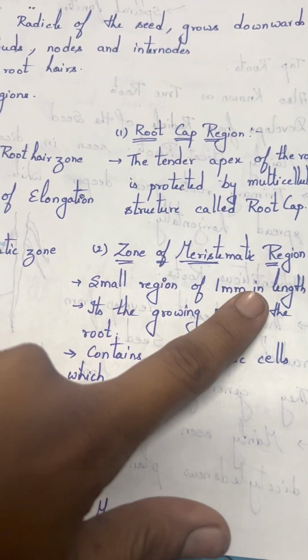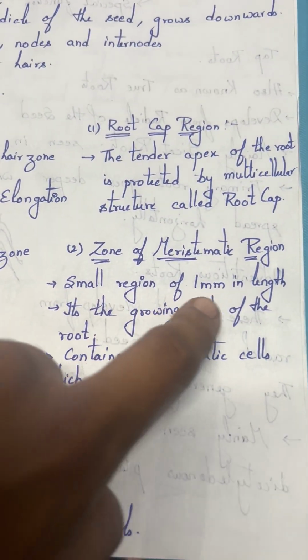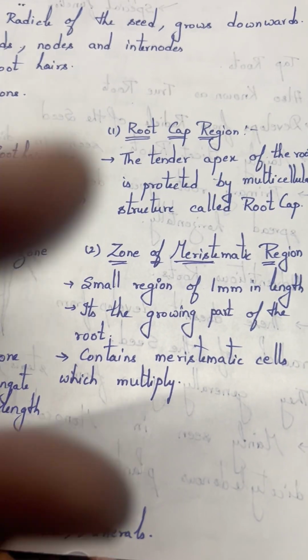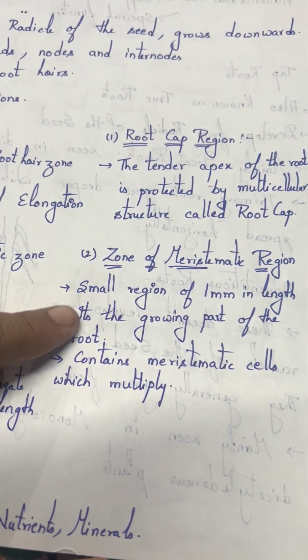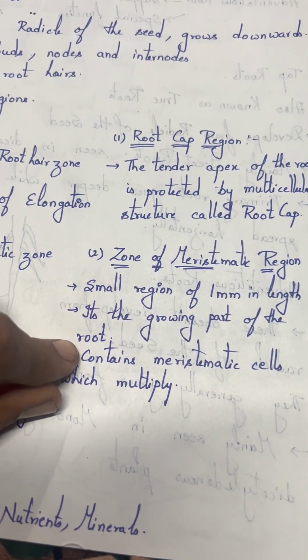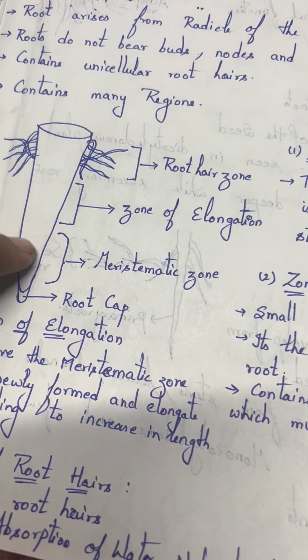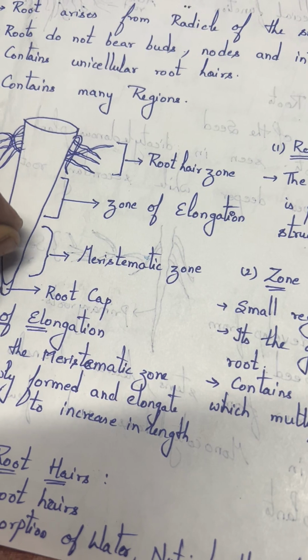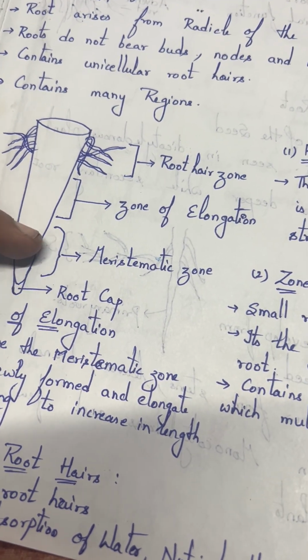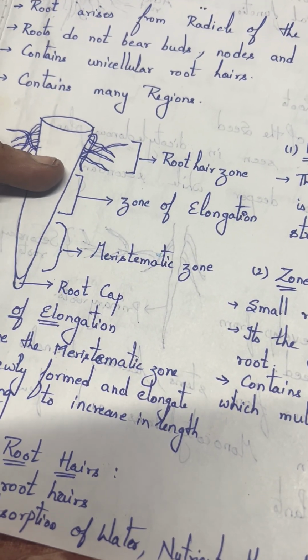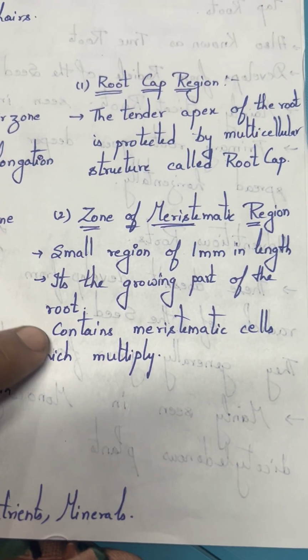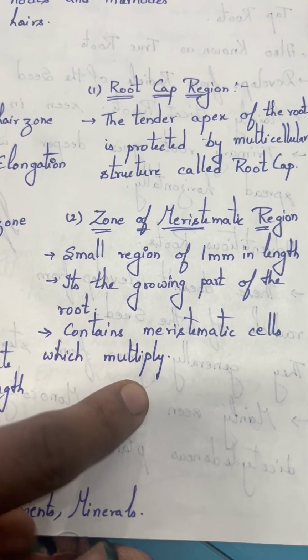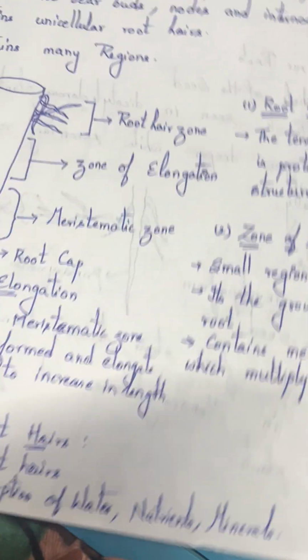Next, zone of meristematic region, this one. It is a small region of 1 mm in length, a very small region. It's the growing part of the root. So here multiplication of the cells takes place. As the cells multiply, they go on producing cells upwards. So it is the growing part of the root system, containing meristematic cells which multiply. We have already discussed that.